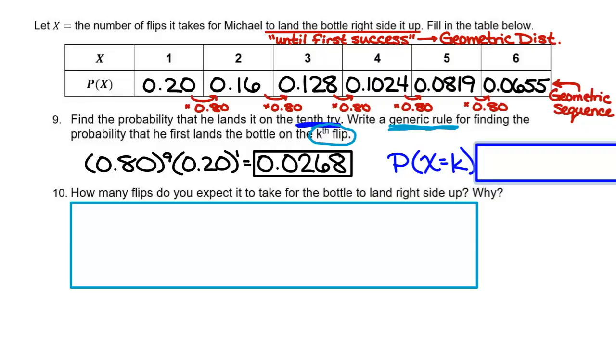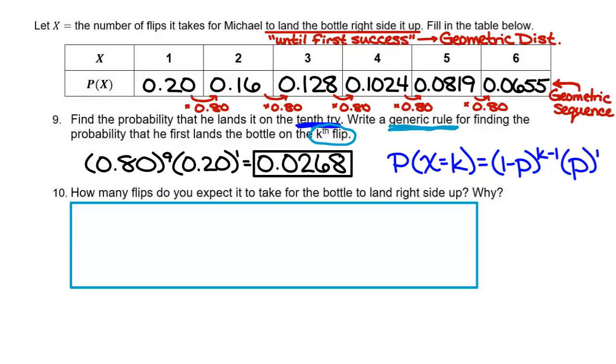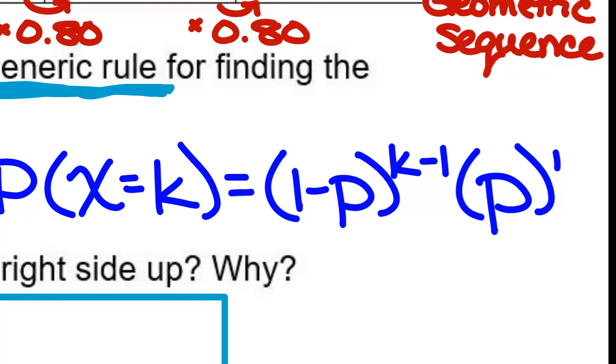How do we calculate P complement? What do you notice about the 0.2 and the 0.80? I didn't even have to ask you guys. It's 1 minus the probability of success, right? Remember, complementary numbers are always numbers that add up to 1. So when I'm looking at the complement, it would be 1 minus that. So (1 minus P) to the power of k minus 1 times P, or you could say P to the first. Only one success.